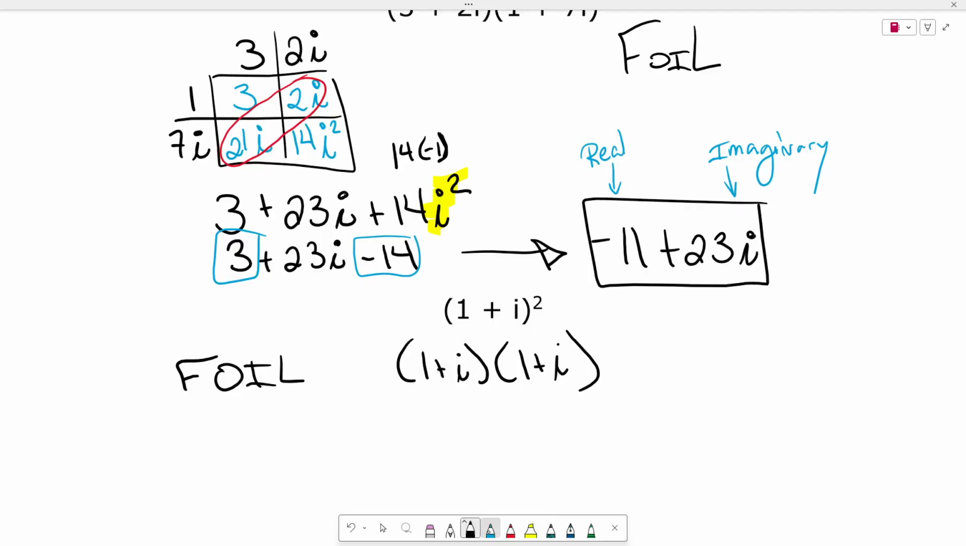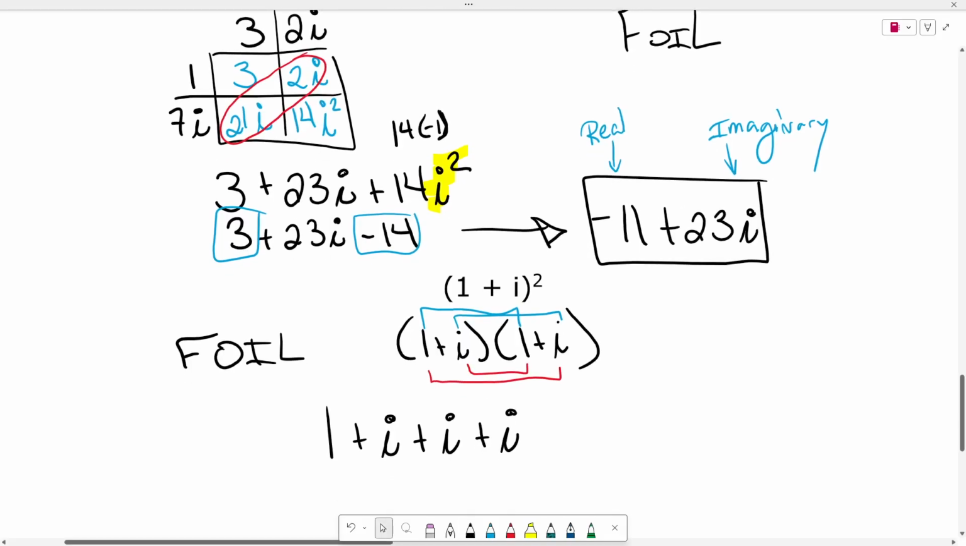So I'm going to multiply my first. My first is 1 times 1. 1 times 1, that's 1. Then I multiply the outers, the outside pieces. That's 1 times i. 1 times i is i. Then I multiply the inside. That's these two pieces here. i times 1, which is i. And then I'm going to multiply my last, which is i times i, or i squared. So plugging away at that, don't forget my square there.